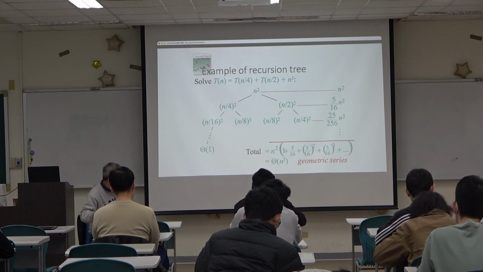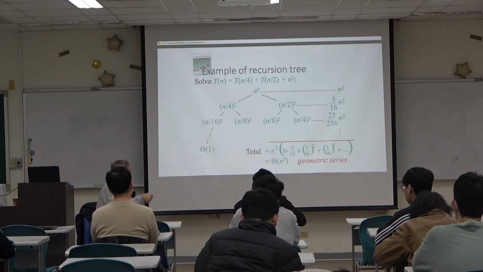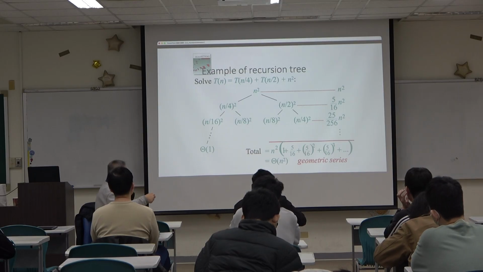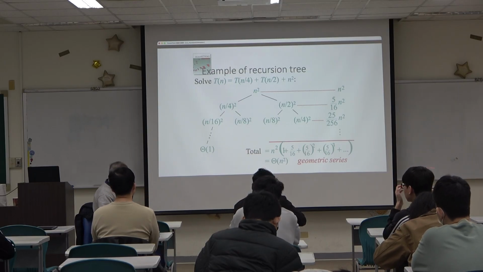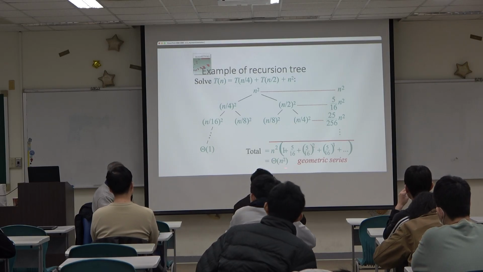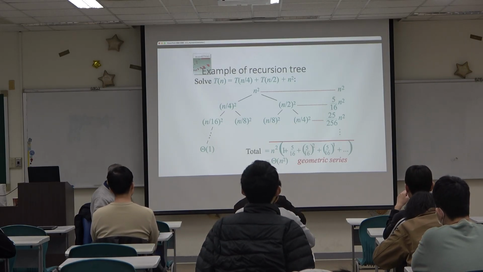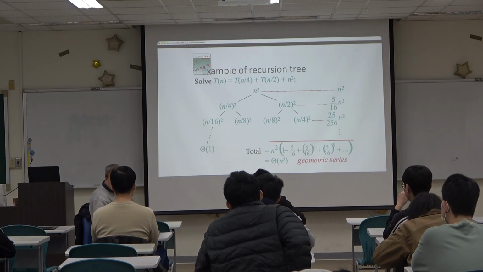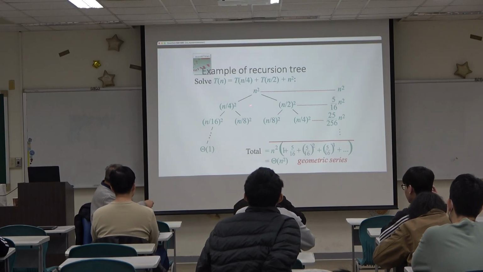Or you can put it this way: you can try to solve this one, because here we already solved it by recursion tree, right? Now you can use this result as your guess in the substitution method, and try to solve this one.